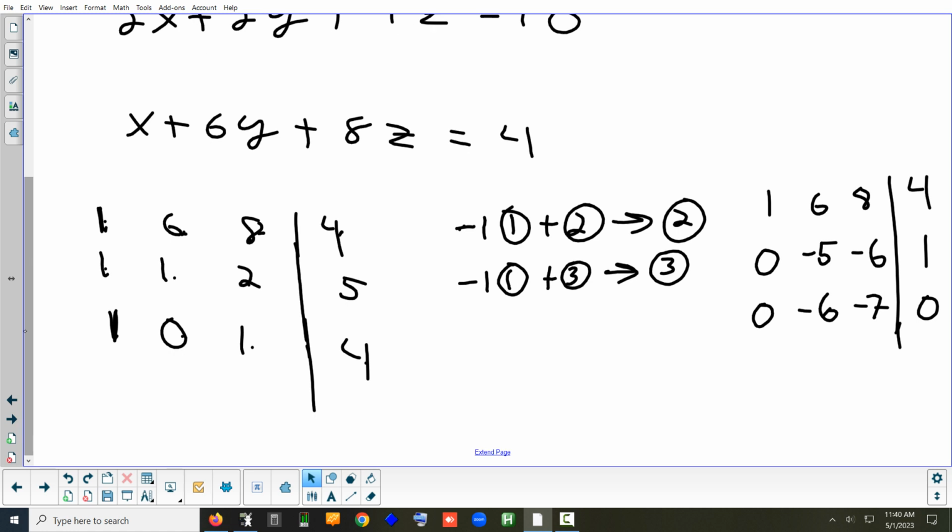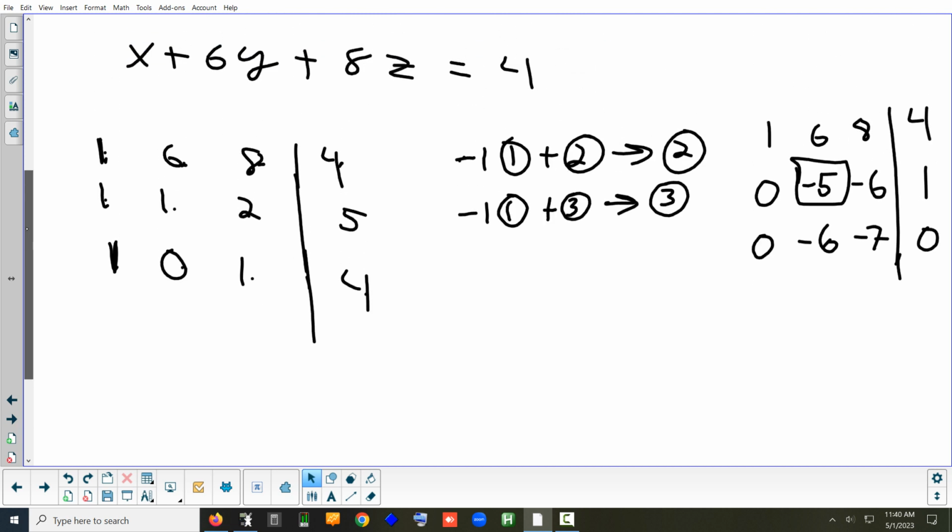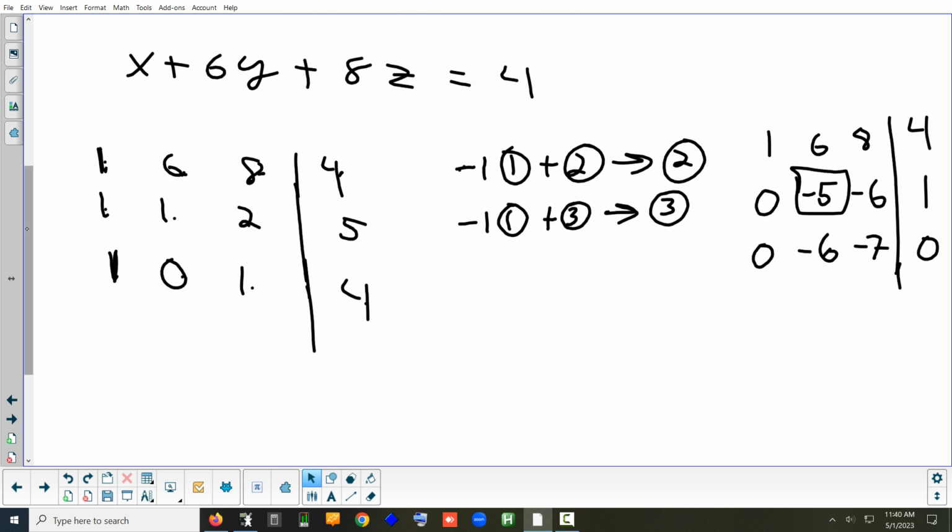Nice. Now, what's one way that you could get a 1 in that spot? It's negative 5. Multiply by what? You could multiply everything by negative 1/5. Yep, you could, and it would probably work fine. Or does anyone see how you could get a 1 without multiplying by negative 1/5, by doing something with these two rows?